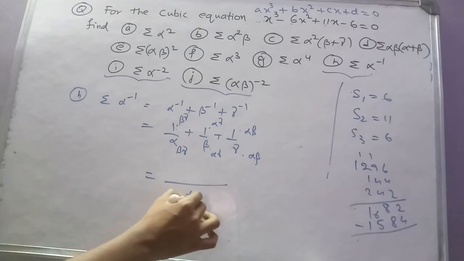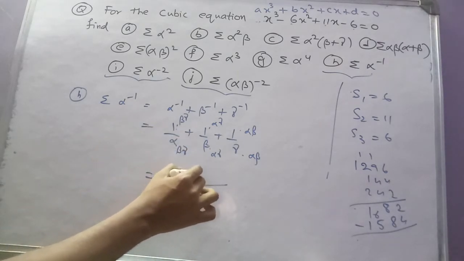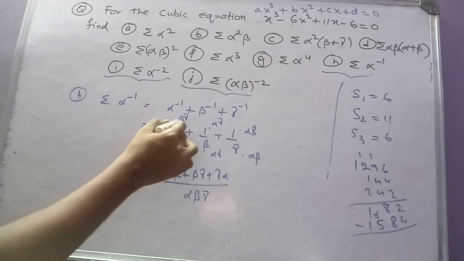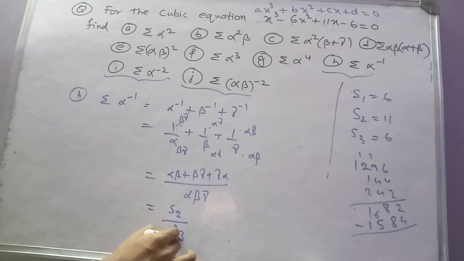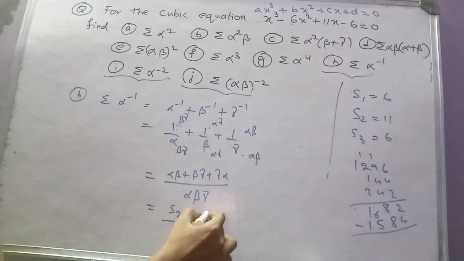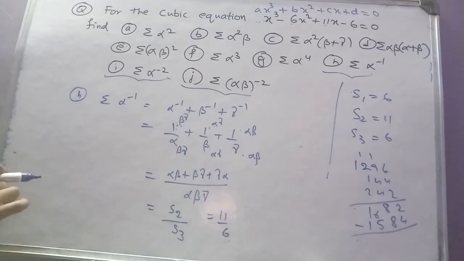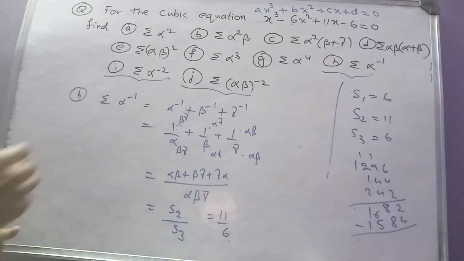So that we'll get a common denominator alpha beta gamma, and the numerator is alpha beta plus beta gamma plus gamma alpha. Same thing only. The numerator is S2, the denominator is S3. So what is your answer, dear students? S2 by S3. S2 by S3 is 11 by 6. So this is one method. I'll give you another method after completing i and j also.